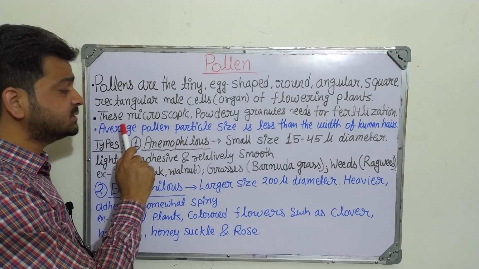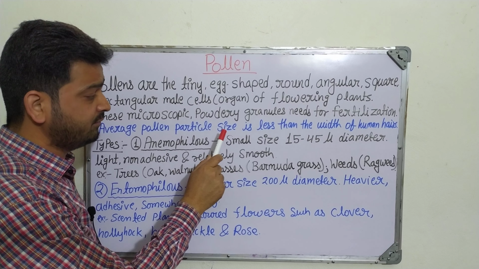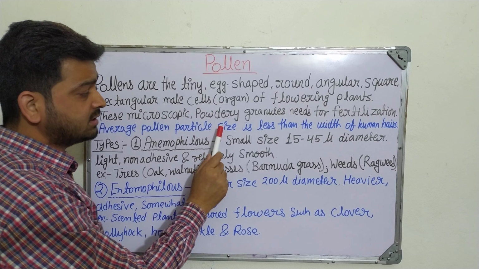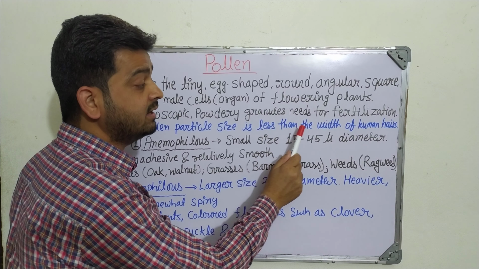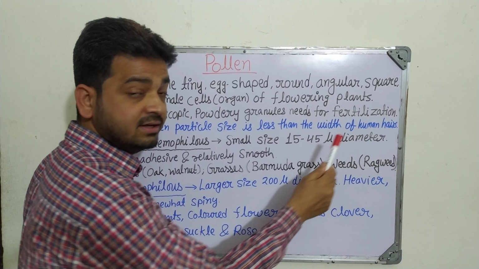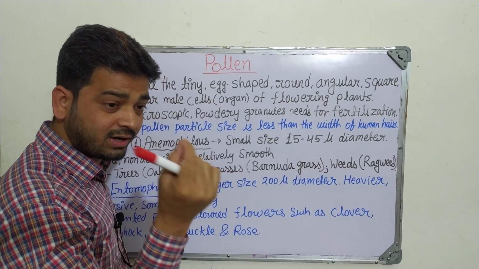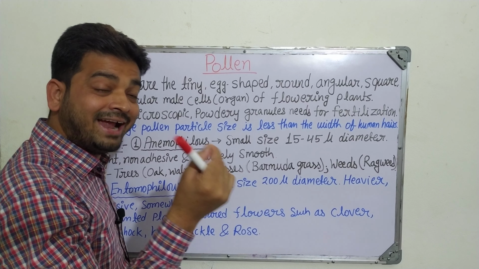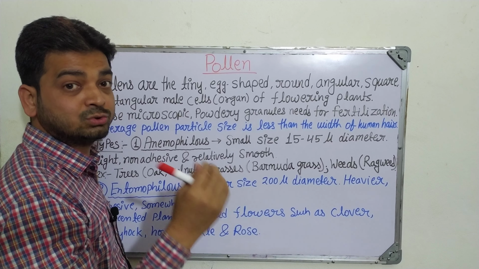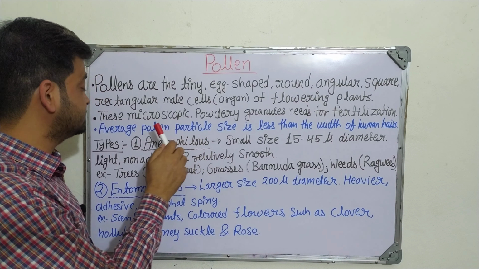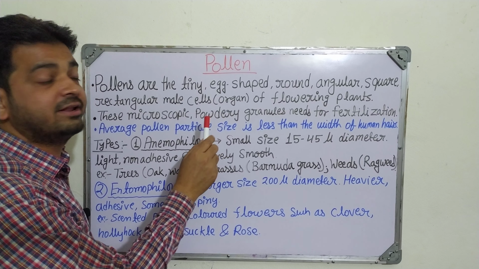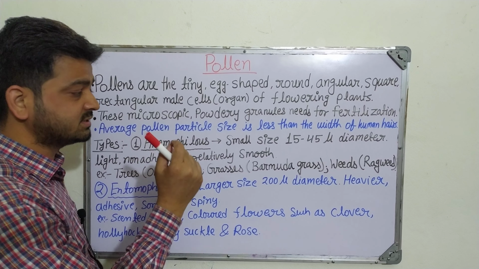The average pollen particle size, when we talk about the size, is less than the width of a human hair, right? Whatever the width of a human hair is, the pollen will be smaller than that. That is why it is called a microscopic powdery granule, right? So that is how small it is.